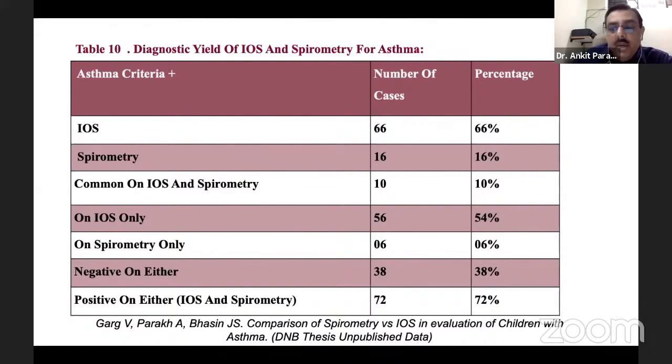So what we have been doing for the past 2 to 3 years is that, because we have the equipment both at the clinic and the hospital, we do an oscillometry and a spirometry both, because the equipment is the same. It hardly takes 2 minutes extra, and it definitely gives us much better results as compared to doing just one investigation.